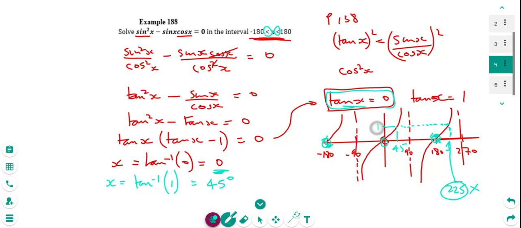If we go backwards from there, then 45 minus 180 gives us minus 135, and that is in the range we're interested in because it's greater than minus 180. So the answers we're interested in in our range are minus 135, 0, and 45.